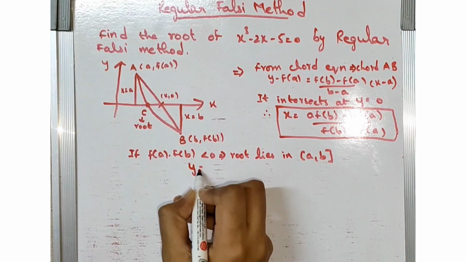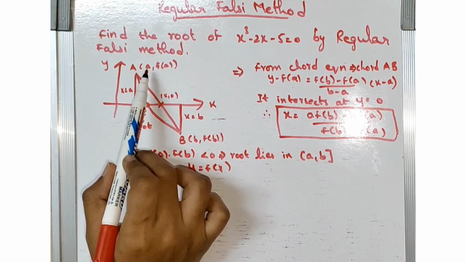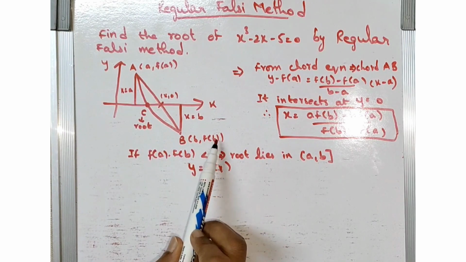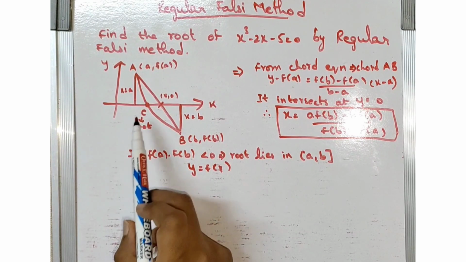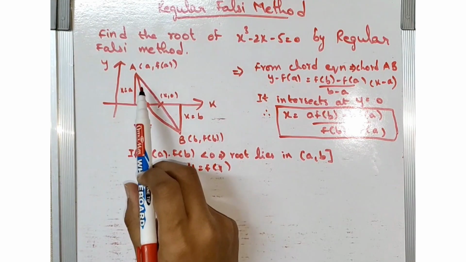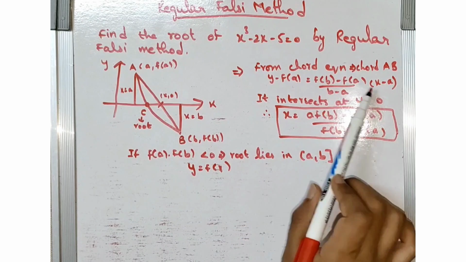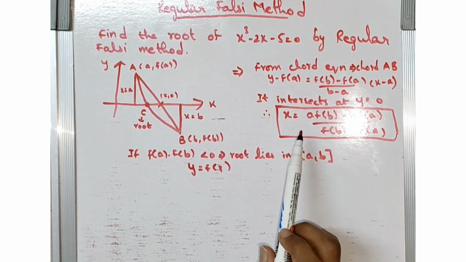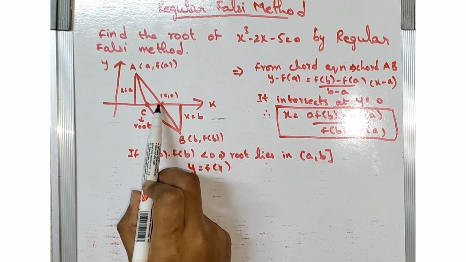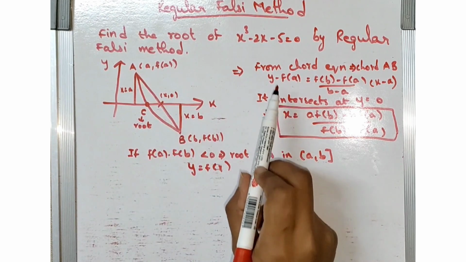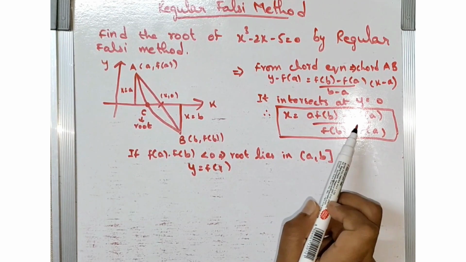And let y = f(x) be our curve whose coordinates are (a, f(a)) and (b, f(b)). Now c is our real root, and we have to find c. Draw the chord AB, and from the chord equation we have to substitute the values. We see that it intersects the x-axis, that is at y = 0. Substitute y = 0 and solve, and you will get the x value as this.